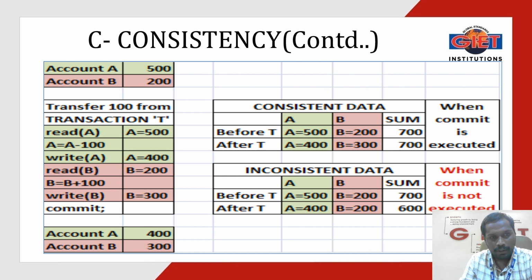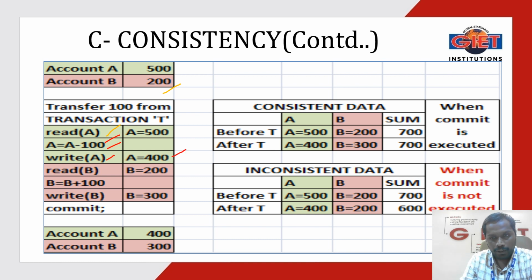So with this example, you can understand that account A has 500 and account B has 200. Now the transaction is to transfer 100 from account A to account B. This is how the set of operations is done. First you read A, and you get the amount as 500. Then you subtract 100 from account A and update account A. So finally the amount of A will be 400.